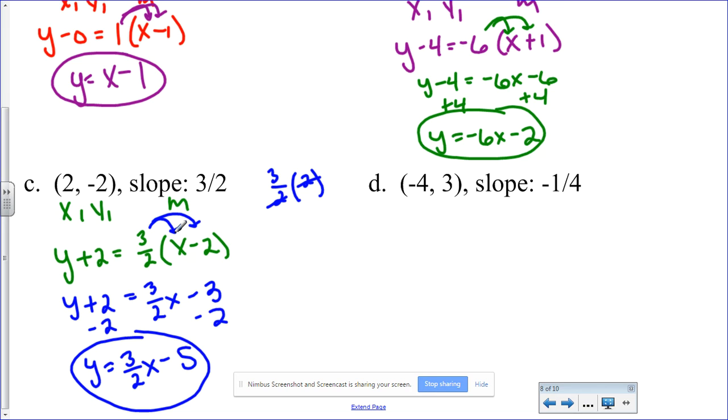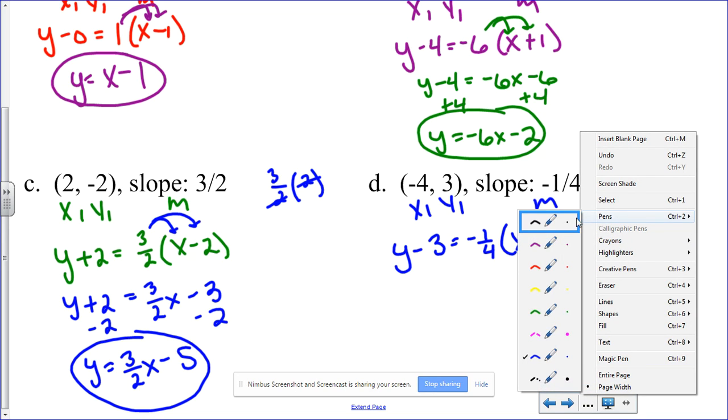Let's do one more together. Label these x1, y1, and m. When I plug them in, we have y minus 3 equals -1/4 times x minus -4. So that changes our sign to a plus. So there's our point-slope form of the equation.